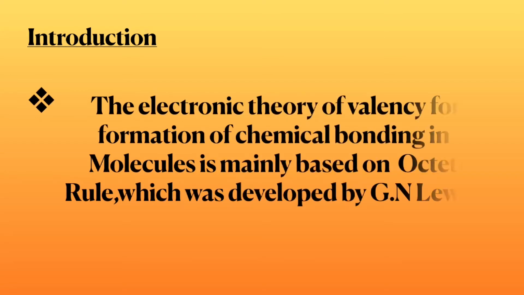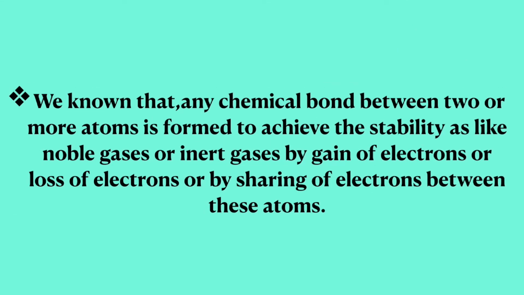Now let us start with the introduction to the octet rule. You know that the electronic theory of valency for the formation of any chemical bond, that is covalent or the ionic bond in a molecule, is mainly based upon the octet rule, which was developed by J.N. Lewis. Again, from the electronic theory of valency, we know that any chemical bond between two or more atoms is formed to achieve the stability like the noble gases or the inert gases by the gain of electron or by the loss of electron or by the sharing of electron between these atoms.